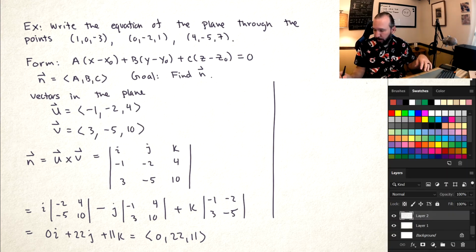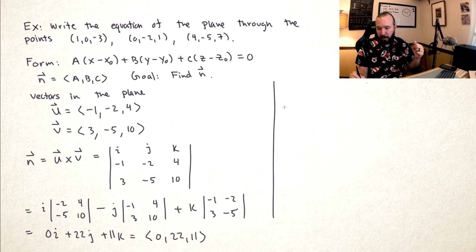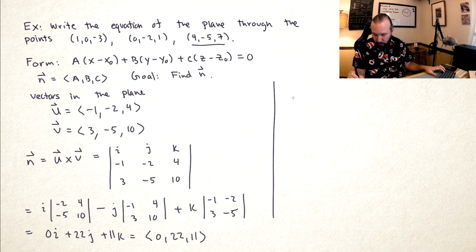Okay, so I'm setting this up to plug everything into that formula. The only issue is I need an x naught, a y naught, and a z naught. You can choose any one of these points. It doesn't matter which one you choose; you'll get the correct answer no matter what. I'm going to choose this one down here at the end, just arbitrarily. So here's the final answer: 0 times (x minus 4) plus 22 times (y plus 5) plus 11 times (z minus 7) equals 0.